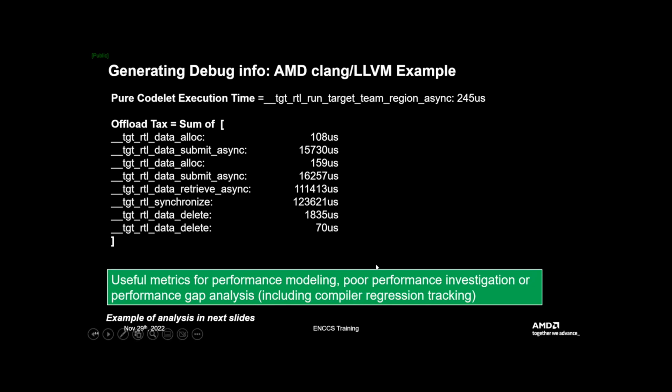For example, you can use the metric to investigate poor performance issues, or do performance gap analysis. You can use all these metrics. Imagine, for example, you have one ROCm version today, you run your code, and you collect the libomp target kernel trace information. Now you have another ROCm version. You can compare both outputs and see if there is any huge difference or not. And this will give you an idea about how the code is performing on AMD GPUs through different versions of ROCm, for example.